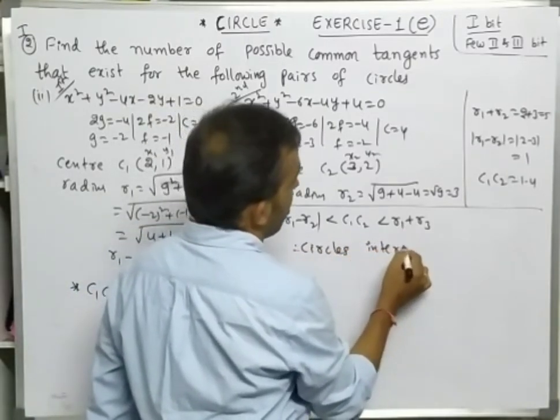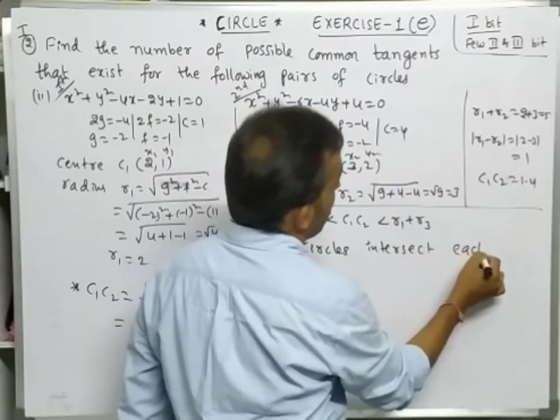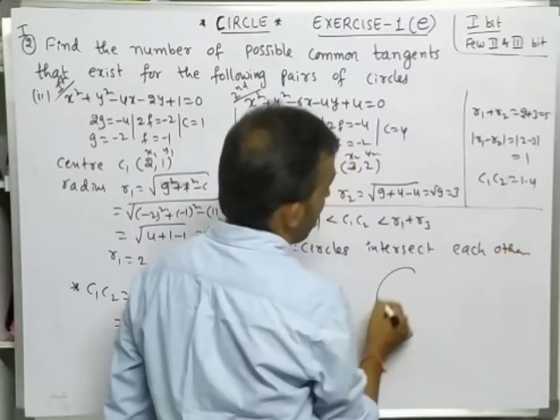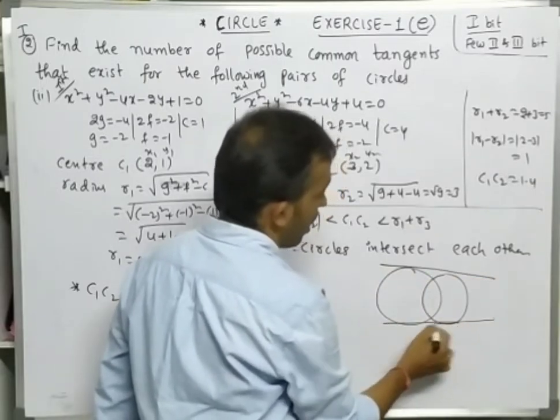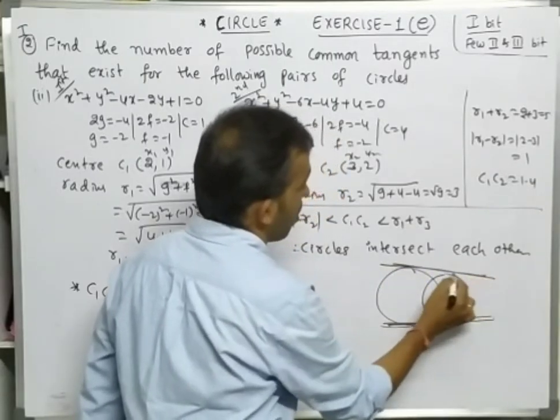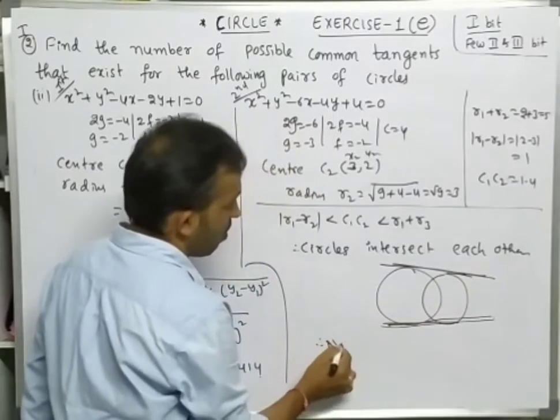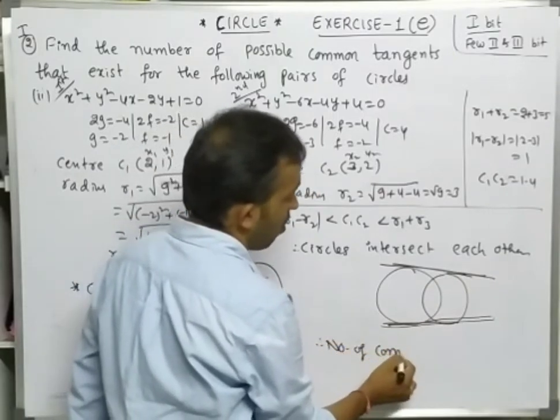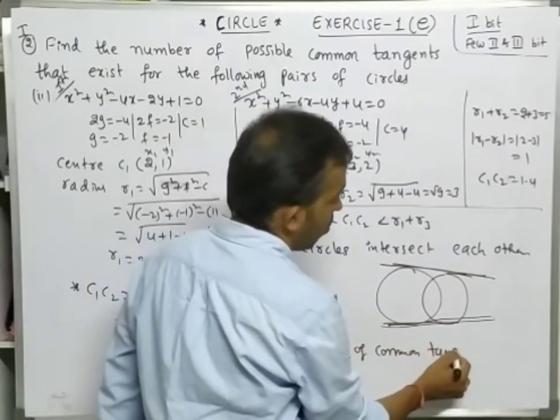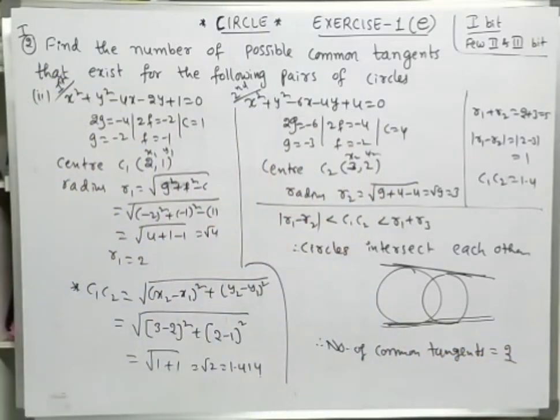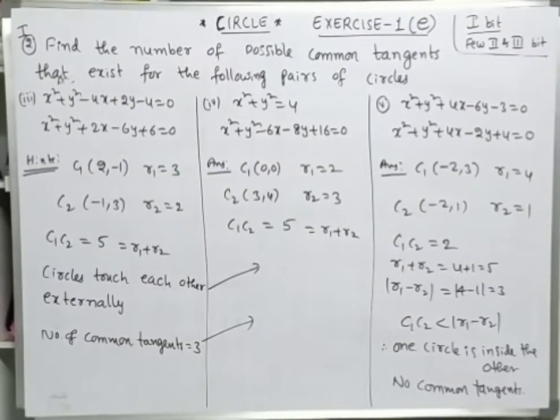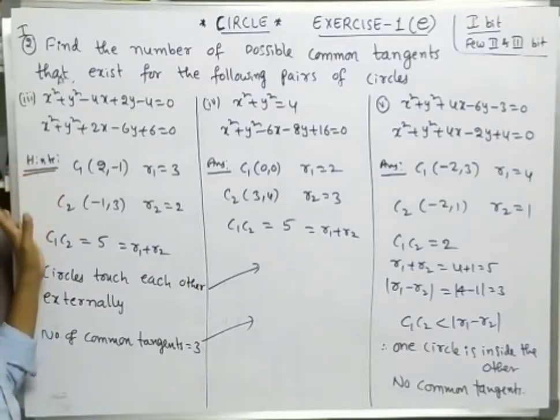So in this case the circles intersect each other, that means like this. So in this case we have two direct common tangents, right? So how many common tangents in this case? Only 2. Okay, the second part, I have already explained the second problem.